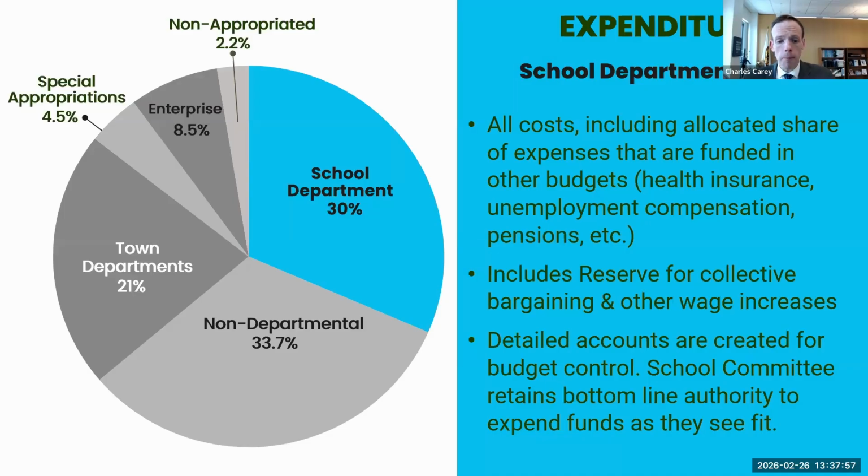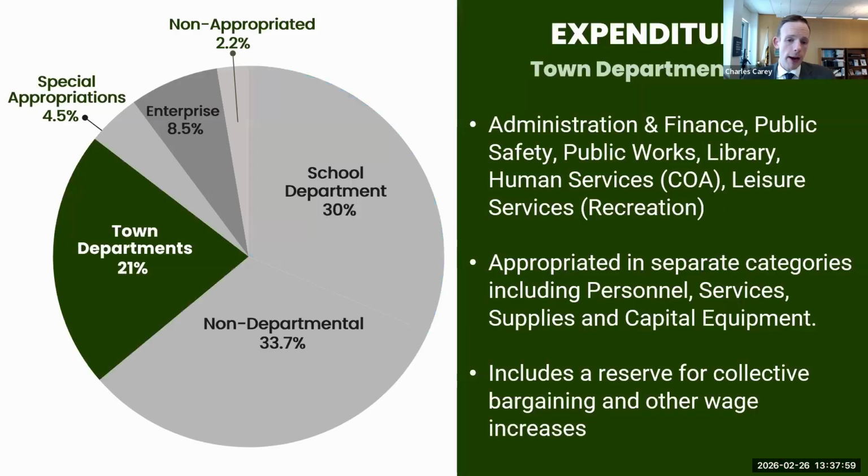Thank you. On the town side, right? This is everything else. This is the building department, the police department, the fire department, Department of Public Works, the Council on Aging, Recreation. You name it. If it isn't the schools, it's in here. And it's appropriated in different categories. So there's line items for personnel, there's line items for services and supplies, and capital equipment. It includes a reserve for collective bargaining.